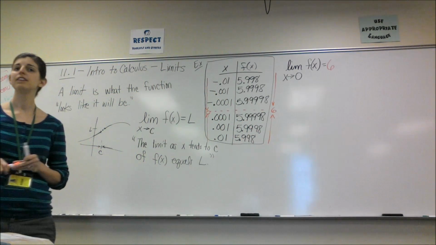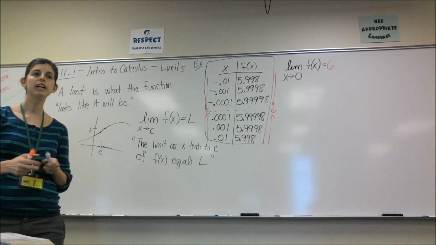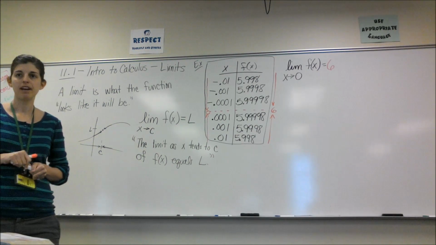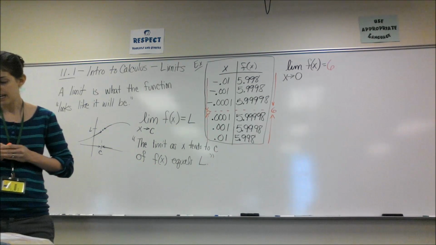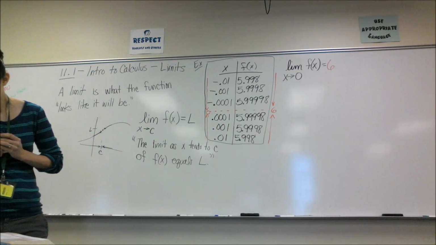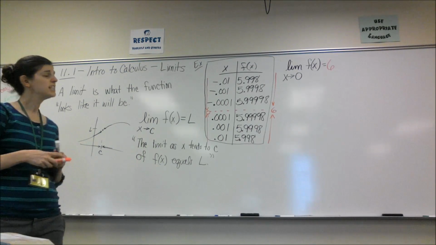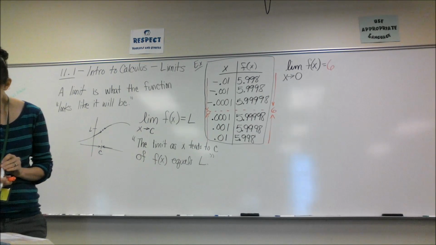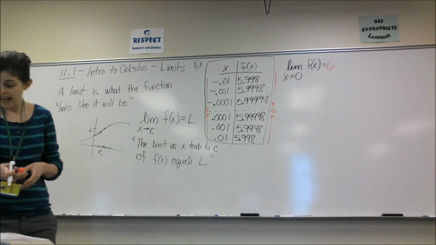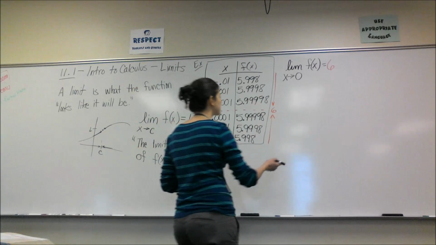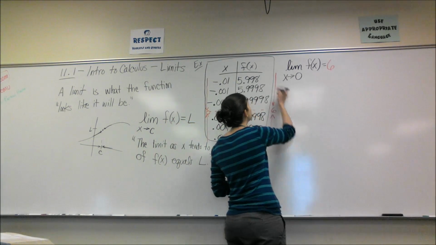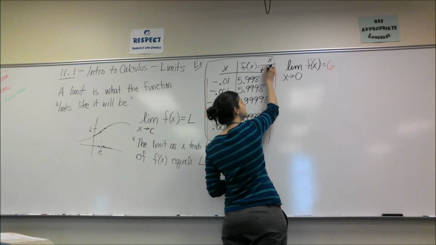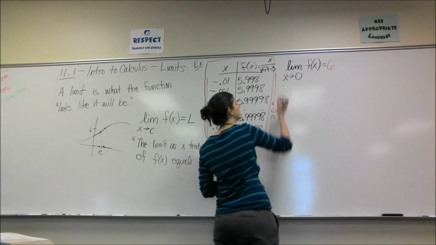Again, the limit is the y value that it looks like your function is heading toward, from both directions unless otherwise specified. We can do limits from one side. We'll get to those later. By the way, this function, I didn't tell you this, but this function is x over the square root of x plus 9 minus 3.